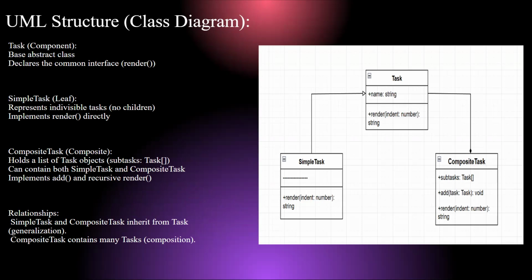Now, the hollow triangle arrow shows inheritance from the abstract task. The solid diamond indicates that a composite task is composed of many task objects. At the top, we have the task abstract class, and this is the shared interface. Then we have two subclasses, the simple task, which is the leaf, and the composite task, which is the composite node that can hold other task objects. This mirrors the Gang of Four design exactly, and it's the structure I use in my project.